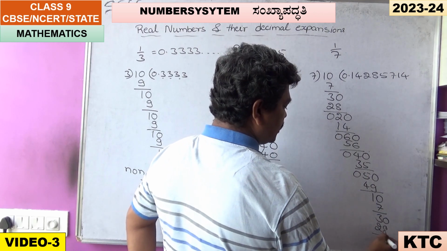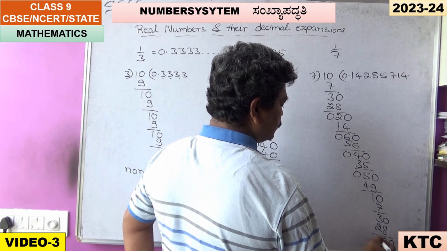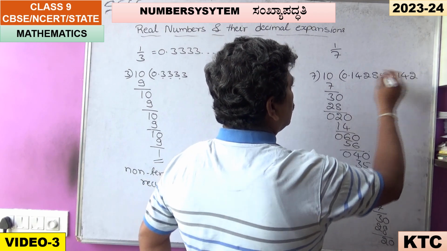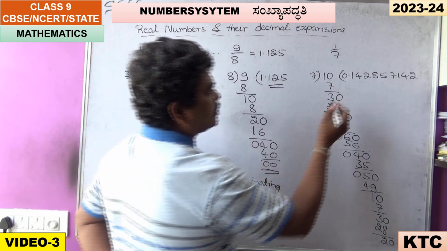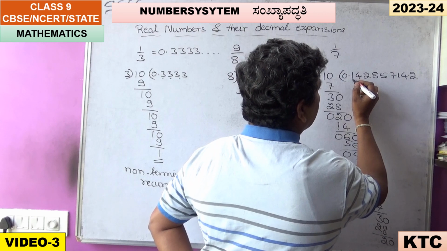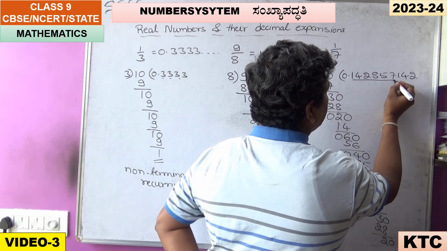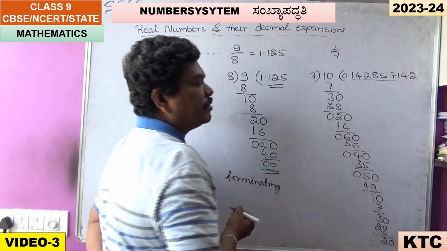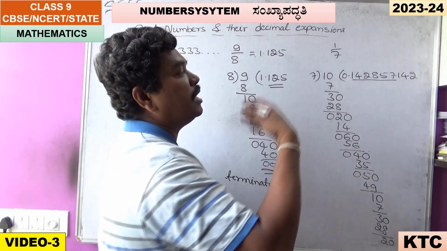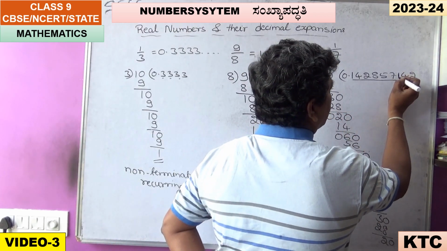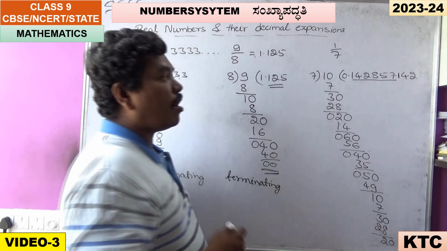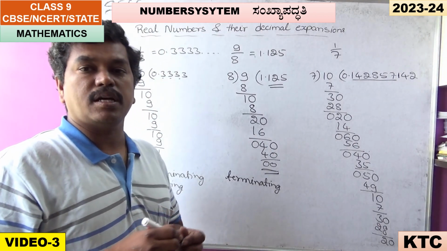So then it becomes 20. So 7 twos are 14. You observe this one. The numbers have no ending, but 1 4 2 8 5 7 after this, for 6 digits the numbers keep repeating. You observe here 1 4 2. That means after 6 digits the numbers are repeated.